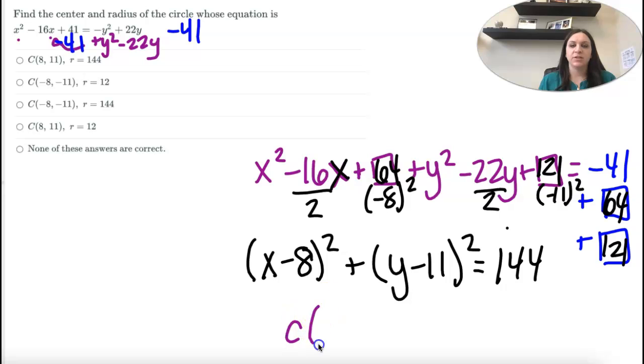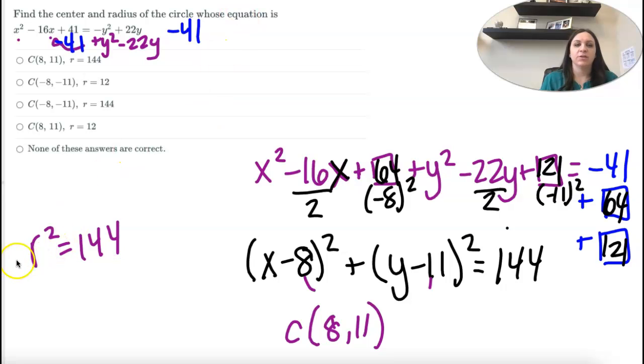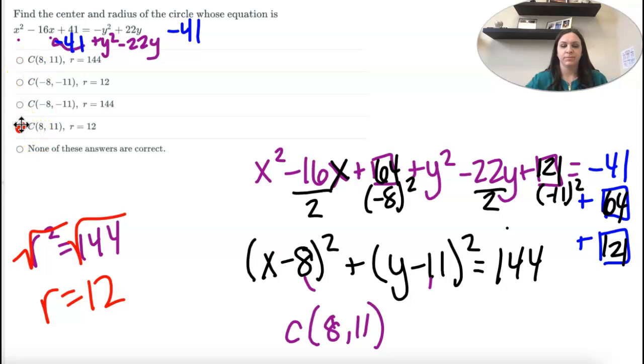So our center is opposite sign. Remember, 8, 11, positive. And then r squared is 144, not r. So we square root both sides, and r is actually 12. Okay, so you're going to have a lot of those, right? We just did 5 examples.